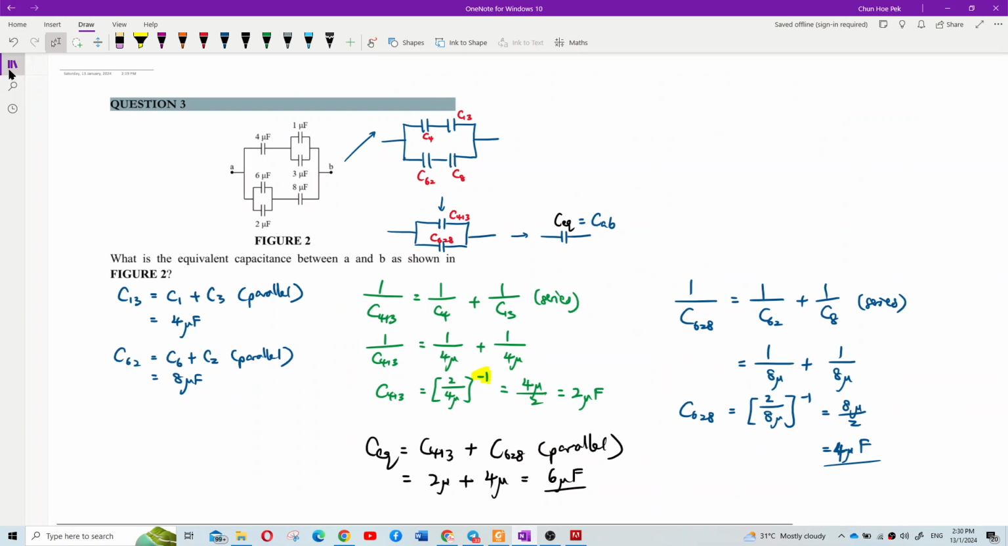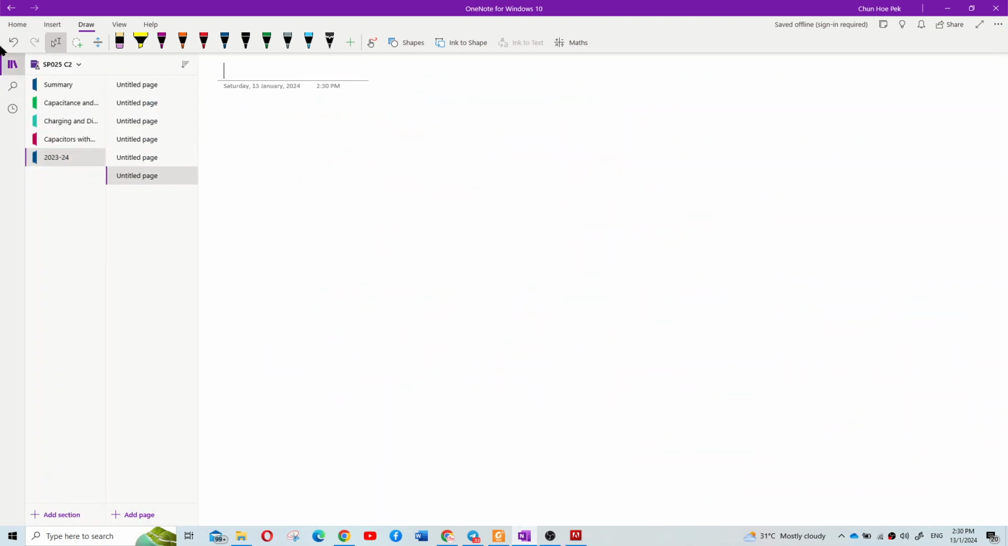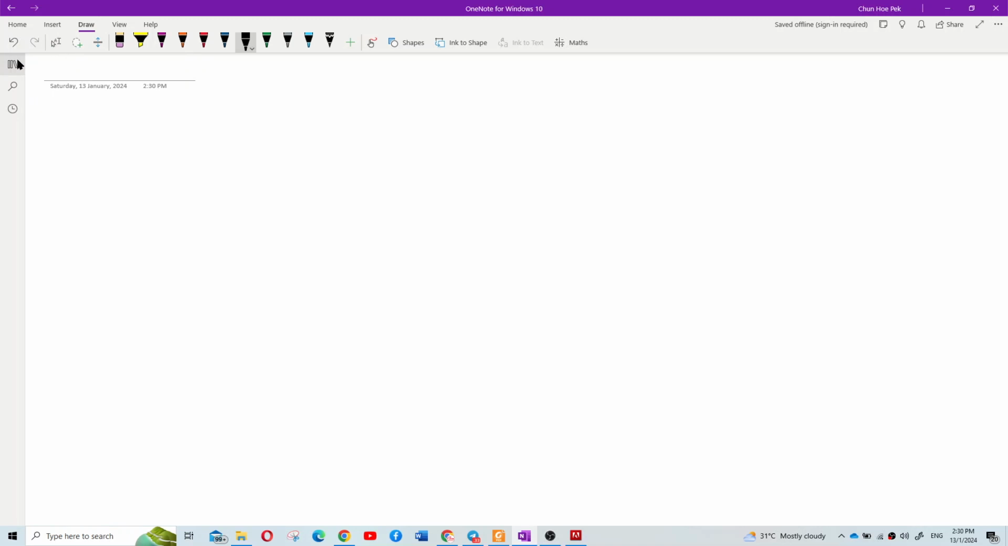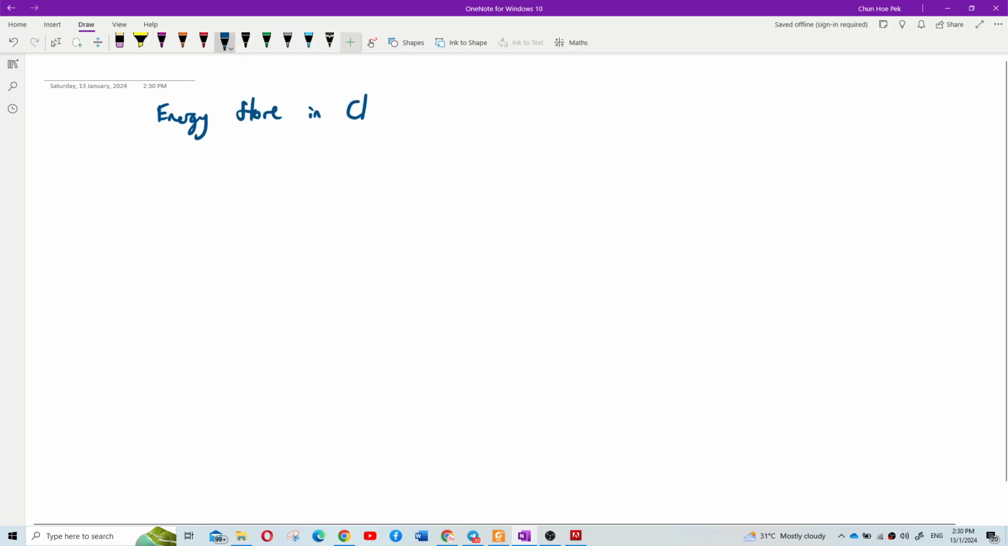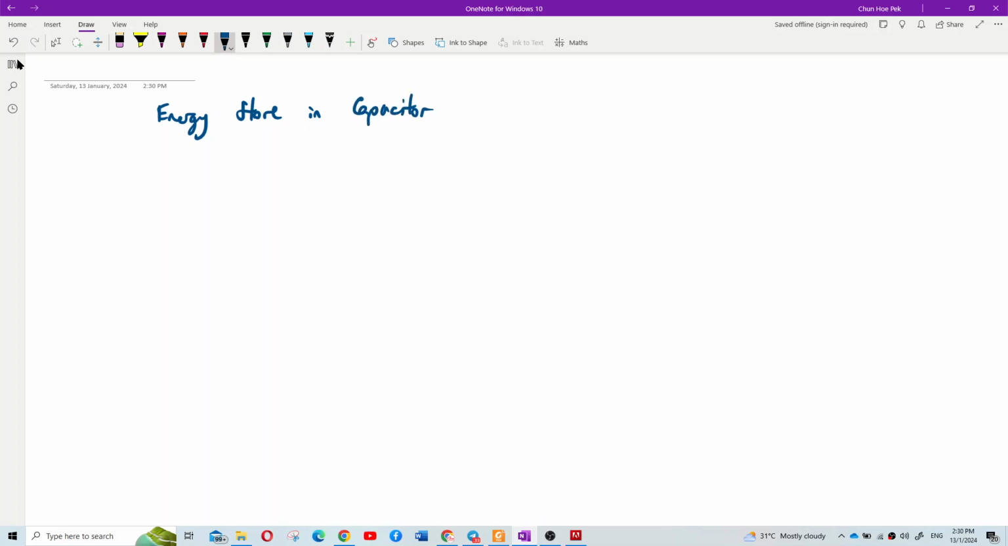So you can look at here. Energy stored in a capacitor is actually the work done to charge it. So U is equal to W.